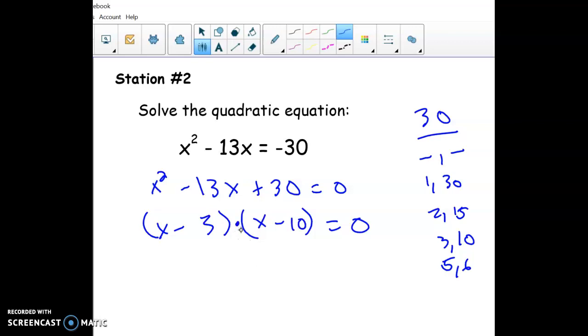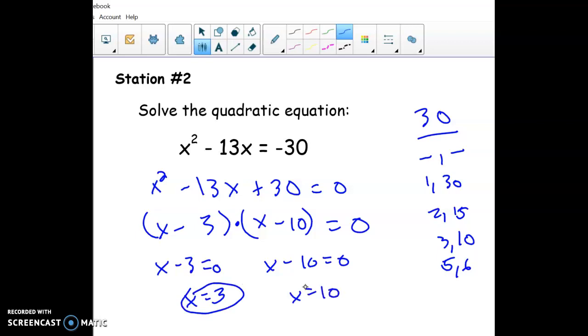And now I'm solving. So if I want it to come out to 0, set each little factor to 0. So we get answers of x equals 3 and x equals 10. Okay, and if we weren't sure, you could put them in and check, but they should make it come out to be negative 30 on that one.